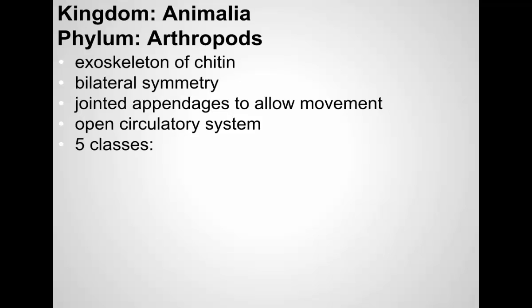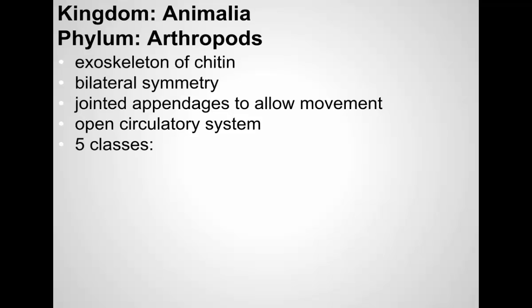All right, so arthropods. Arthropods are a large category, the largest of the animal groups in terms of number of species. Arthropods have an exoskeleton made of a substance called chitin. They have bilateral symmetry. Because they have this exoskeleton, they have jointed appendages, which allows for movement at the joints. They also have an open circulatory system.